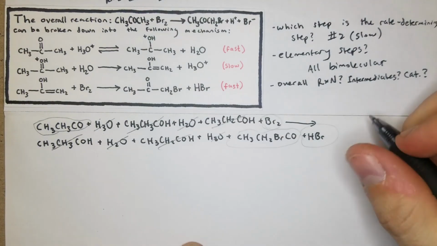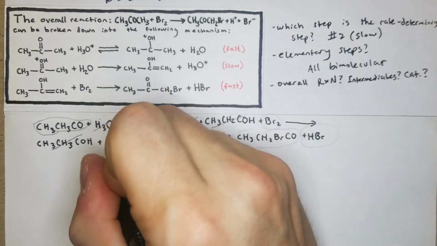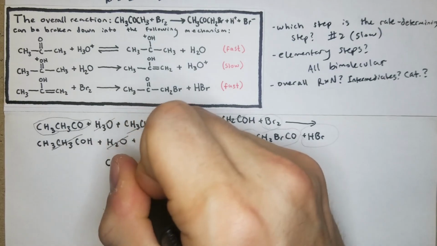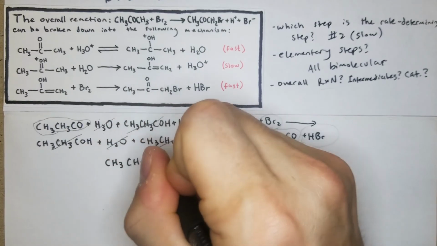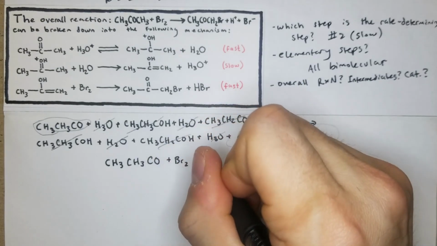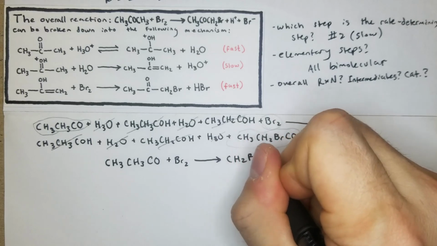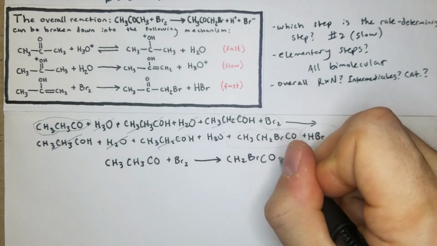So what I got here was CH3CO plus Br2. It's going to yield CH2BrCO plus HBr.